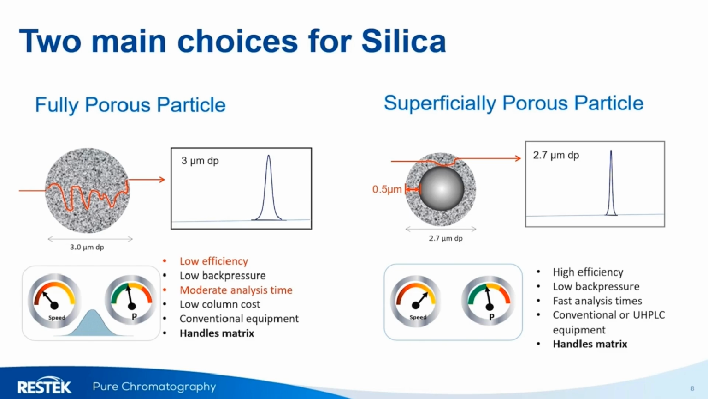It results in faster analysis times, and it means that you can get these particles to work on both conventional and UHPLC equipment with similar results. They also handle matrix quite well, which is similar again to the fully porous particle. But you can see we can get improvements in speed without any kind of detriment in pressure by going from a fully porous particle to a superficially porous particle.